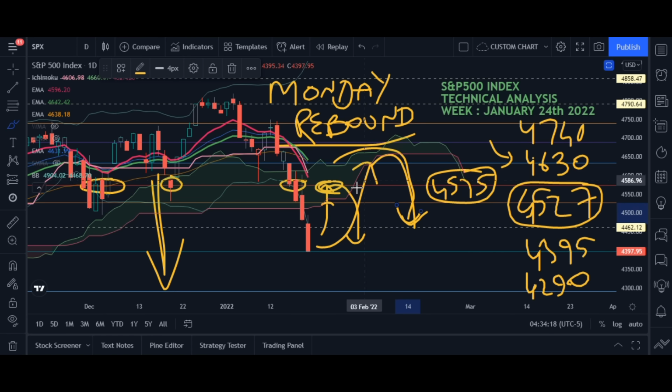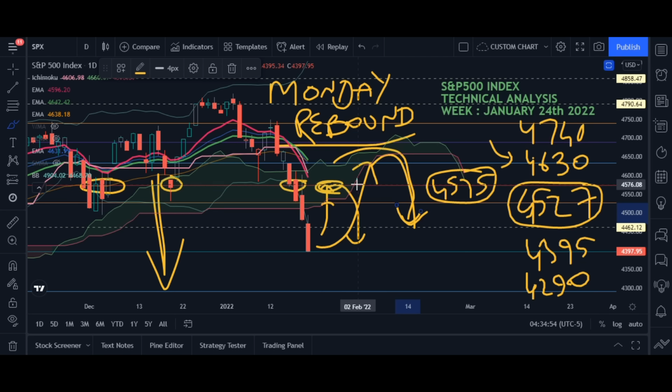So the thing is that on Monday the market is going to rebound, and if on Monday there is a very, very heavy bull candle, then expect that on Tuesday also the market will first shoot up before actually coming down. Which means that on Monday and Tuesday you can expect the market to recover some of these losses, not all of them. So you can expect 4527 or 4575, around 4575, the market will retrace up to 4575.